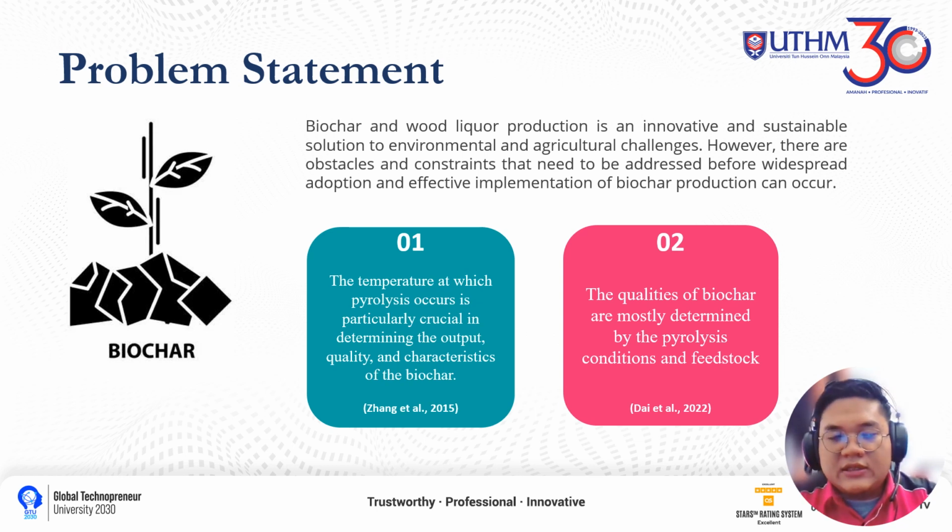However, there are several obstacles that need to be addressed before widespread adoption and effective implementation of biochar production can occur. The first is that the temperature at which the pyrolysis process takes place is particularly crucial in determining the output, quality, and characteristics of the biochar, as stated by Zhang, 2015. Number two, the qualities of biochar are mostly determined by the pyrolysis conditions and the feedstock itself, as stated by Dai, 2022.